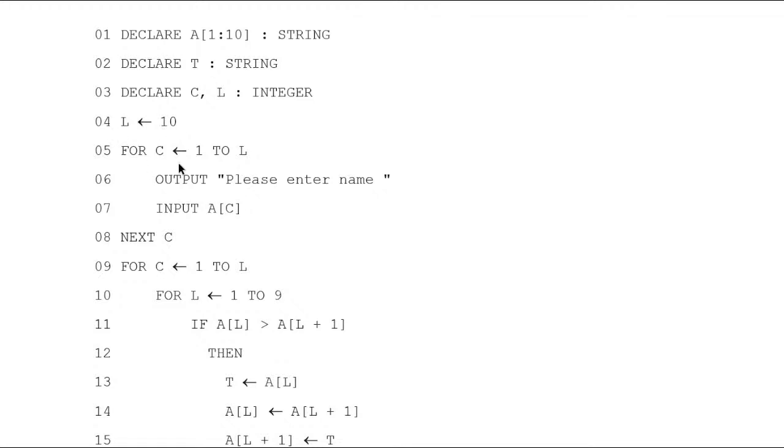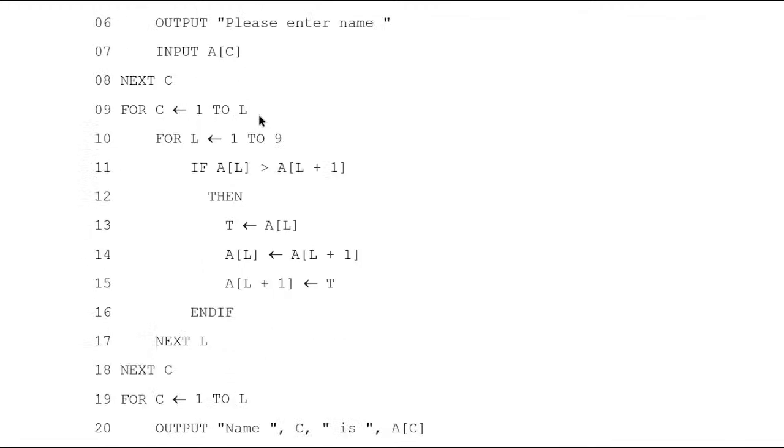Okay, L is 10, and for C 1 to L, that means we are running a loop from 1 to 10 basically. Enter name, input A(C). So basically we are inputting 10 names in an array. For C 1 to L, and for L 1 to 9.